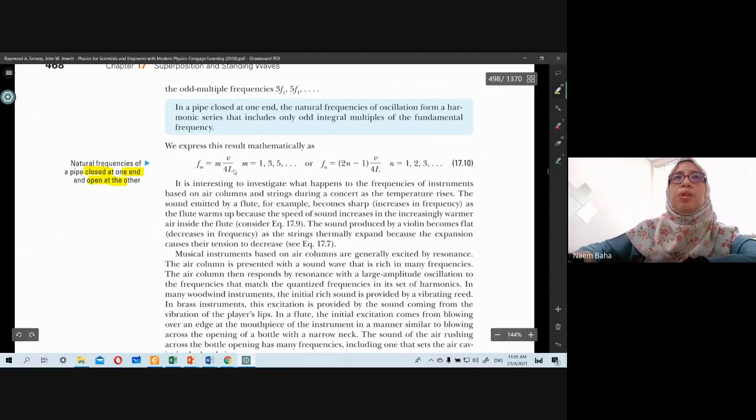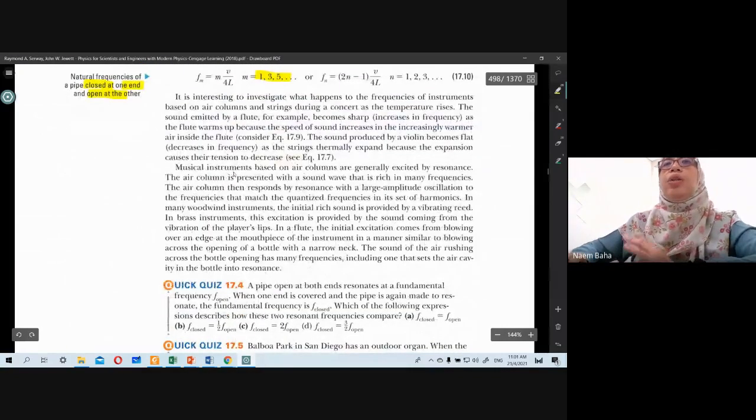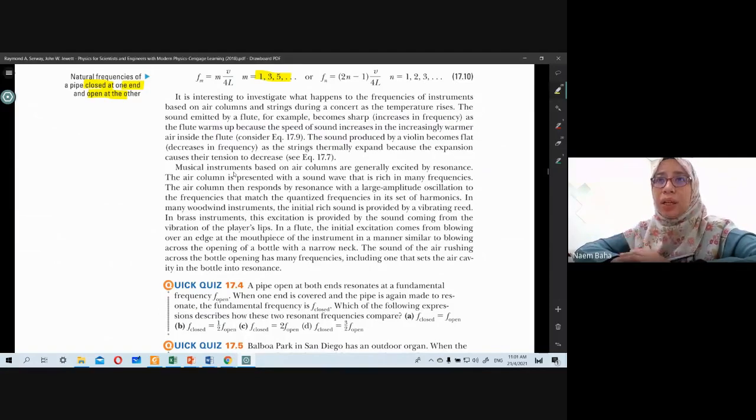While when one end is open and the other is closed, it should be NV over 4L. You can remember in this version or you can choose to remember all 2n minus 1, but it's quite famous using this one, NV over 4L. But you need to understand that it only exists in odd harmonics.